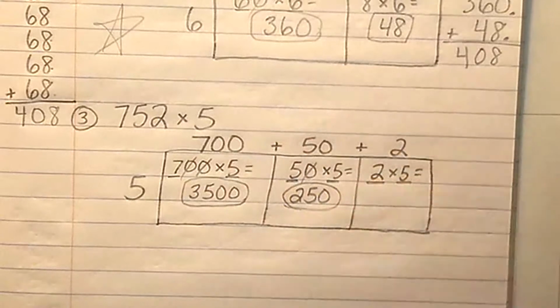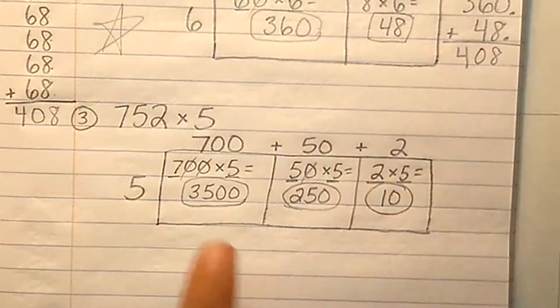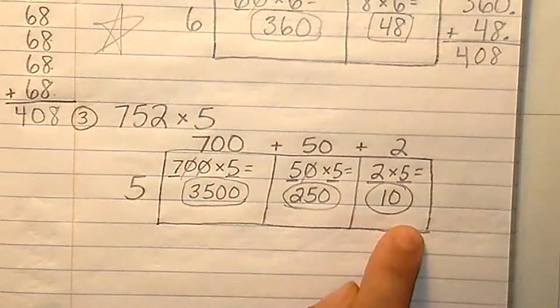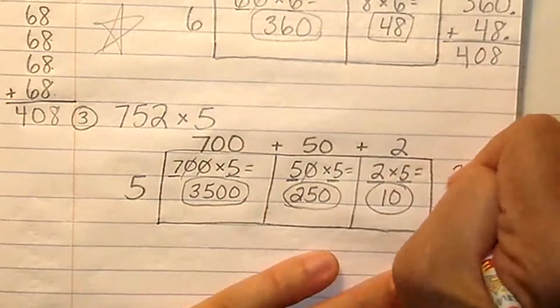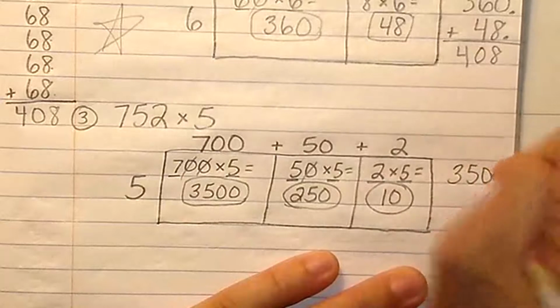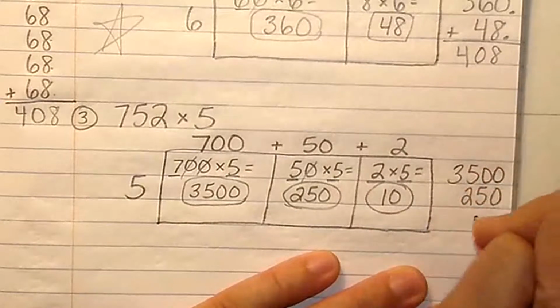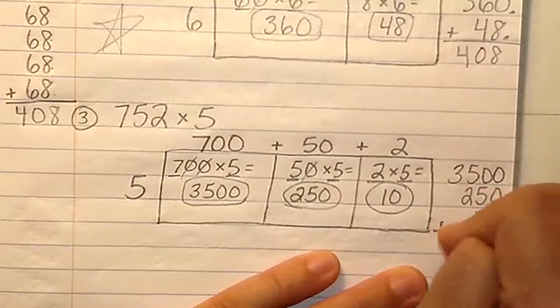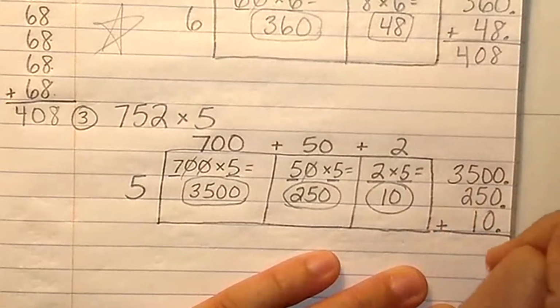What's 2 times 5? 10. Do I need to make it 10 times bigger? No. There it is. But what should I do with these 3 numbers now? That's right, I need to line them up in the margin and add them. 3,500 plus 250 plus 10. And remember, we line them up on the side where the decimal point would be at the end.